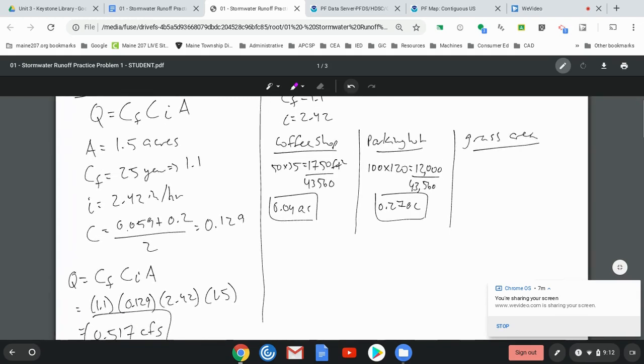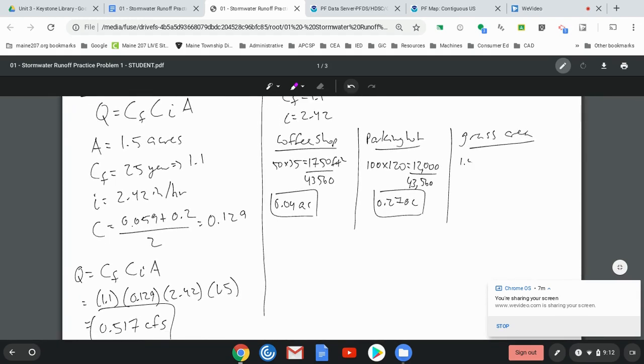And then the grass area is the remainder. So we started with 1.5 acres. We took away 0.04 for the coffee shop. We took away 0.27 for the parking lot. And so the remaining area is approximately 1.19 acres.